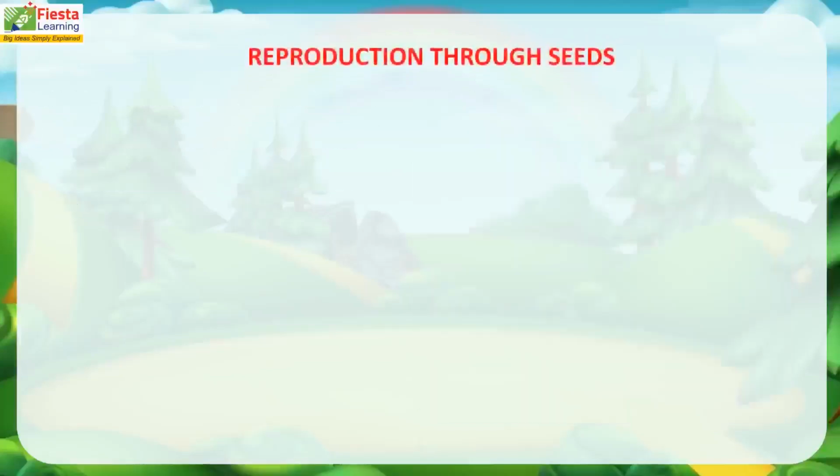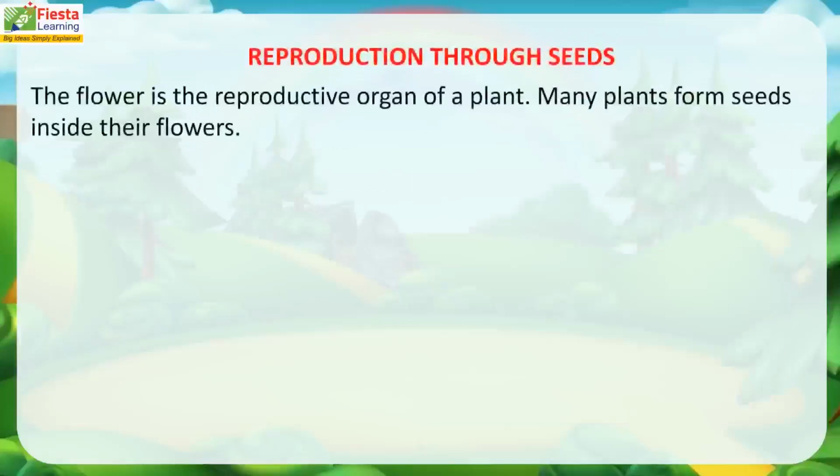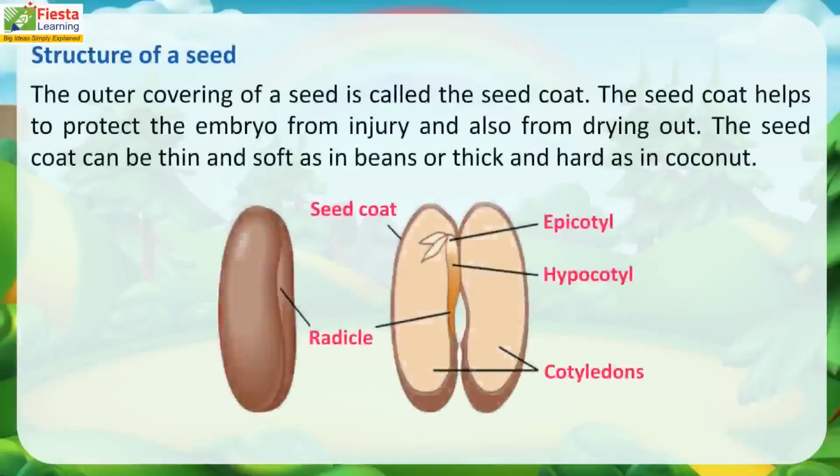Reproduction through seeds. The flower is the reproductive organ of a plant. Many plants form seeds inside their flowers. The structure of a seed. The outer covering of a seed is called the seed coat. The seed coat helps to protect the embryo from injury and also from drying out. The seed coat can be thin and soft as in beans or thick and hard as in coconut.